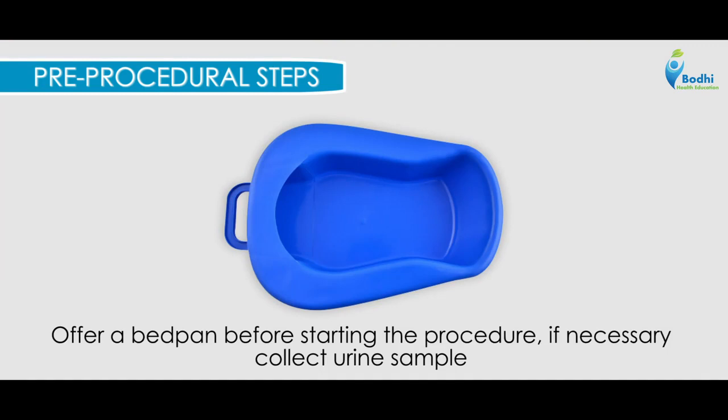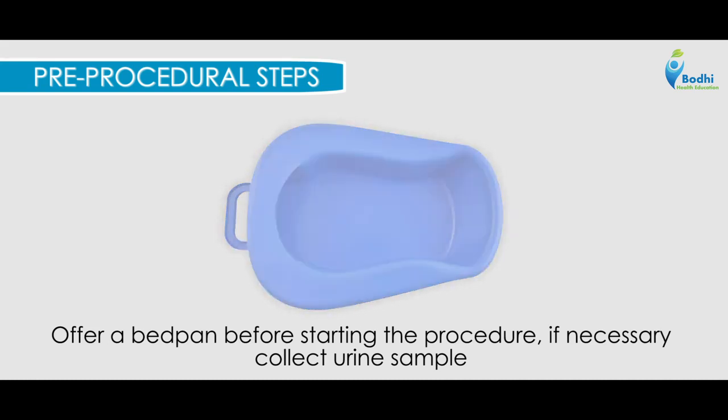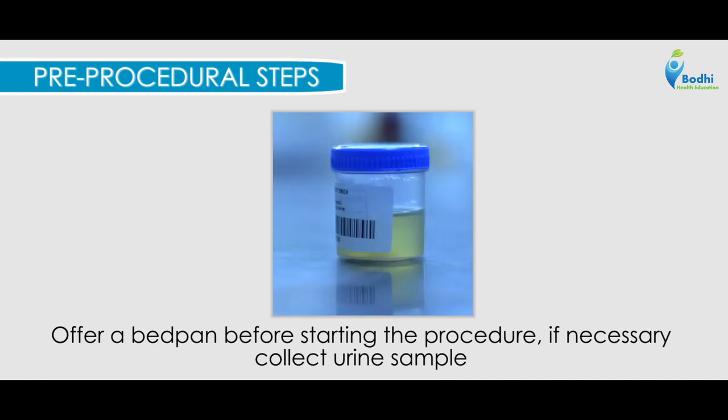Delay the transfusion if temperature is more than 101.8 degree Fahrenheit. Offer a bedpan before starting the procedure. If necessary, collect urine sample. The patient will have to lie down for few hours after starting the transfusion. Urine specimen collected before transfusion will serve as a baseline data to identify transfusion reactions if it occurs.